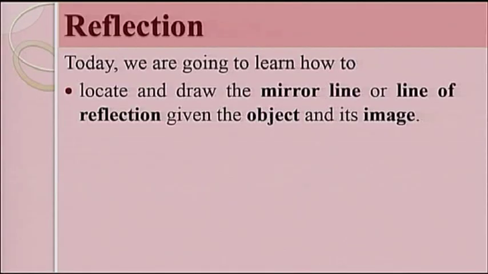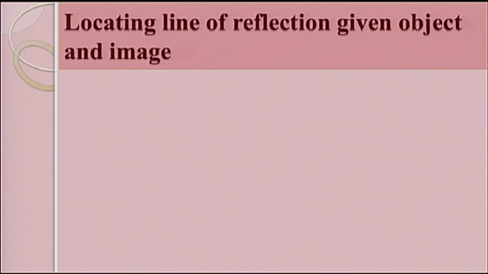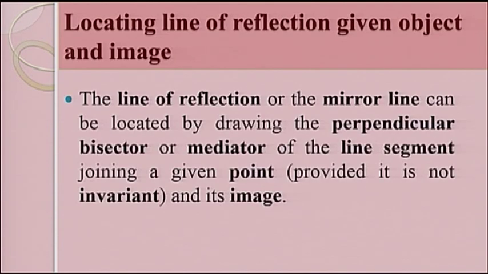Well, today we are going to see how to locate and draw the mirror line or the line of reflection when we are given the object and the image, right? So let's see how to do that. Now, first of all, we're going to see how to locate the line of reflection. You are given a point and you are given its image. What you need to do is to find the line of reflection. Well, how do you do it? It's simple. You just need to draw the perpendicular bisector of this line.